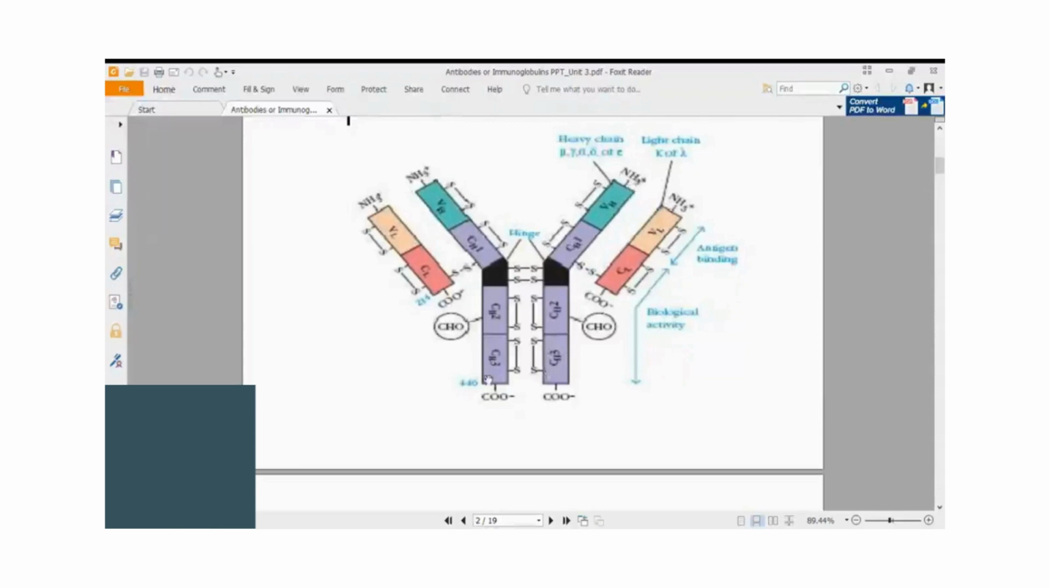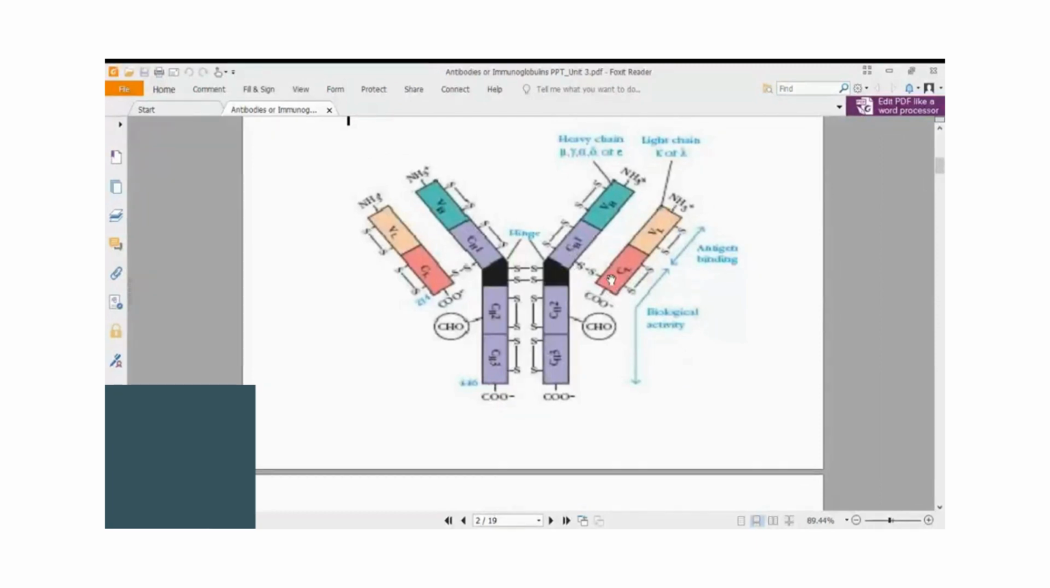The CO domain of the heavy chain is the FC region. Okay, so CH2, CH3 constitute the FC region, and that CO domain is responsible for attaching to the membrane. That is the region which attaches to the FC receptor on the membrane of the immune cells. But the CO domain of the light chain does not establish contact with the membrane. It is free, but it has attachment with the heavy chain through disulfide linkage.